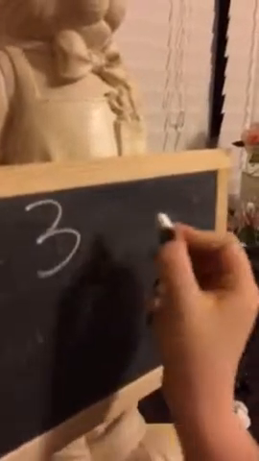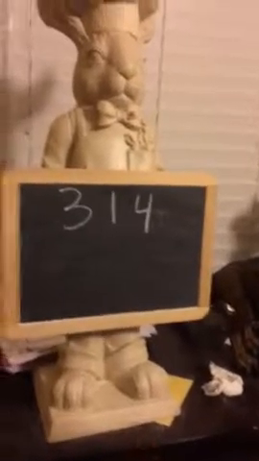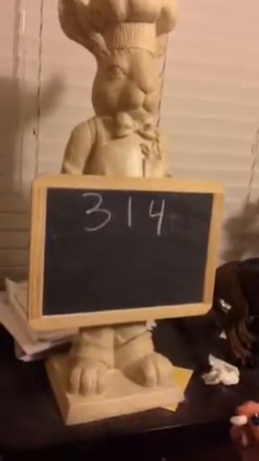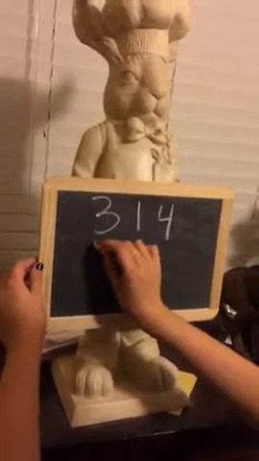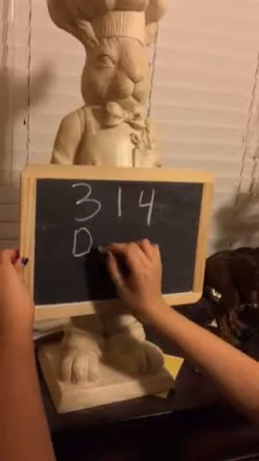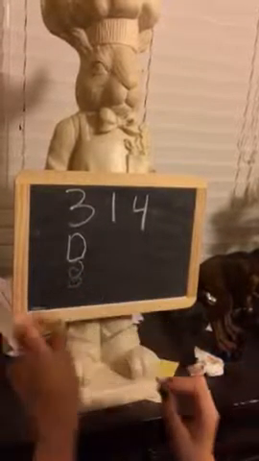314. How many hundreds? 3. So you draw 3 hundred blocks. 3 squares. 1, 2 squares and a 3. Make sure they're squares next time.